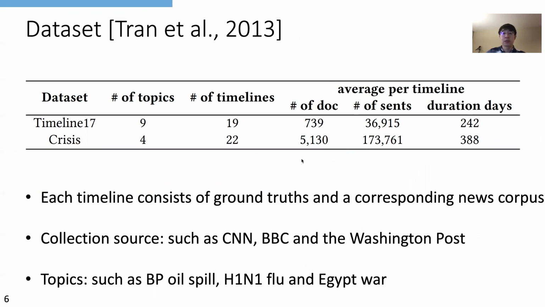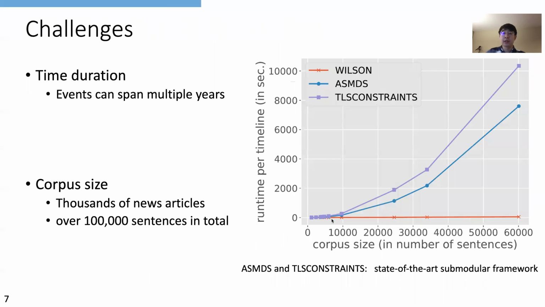There are two widely used benchmark datasets containing 41 journalist-generated timelines from 13 topics. All timelines are collected from mainstream news media, such as CNN and BBC. For each timeline, it includes one ground truth summary and one corresponding news corpus, which contains thousands of articles on average. However, the majority of existing methods focus only on the quality of generated timelines and ignore the generation speed.